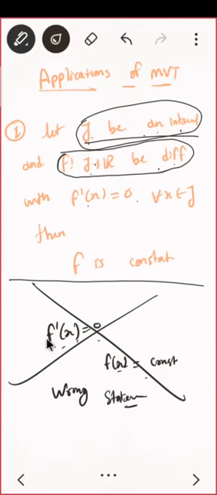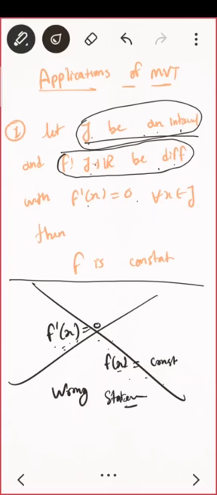Mostly people used to make this mistake: if they say derivative is 0, the function is constant. Many junior college teachers, class teachers also, used to say this. If derivative is 0, then function is constant. But this is true only if your J is an interval. It should not be broken, it should not be a union of two open intervals. It should be connected, in particular.